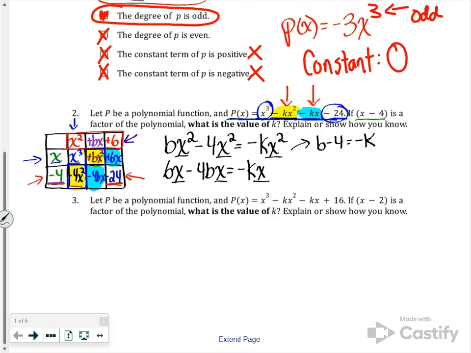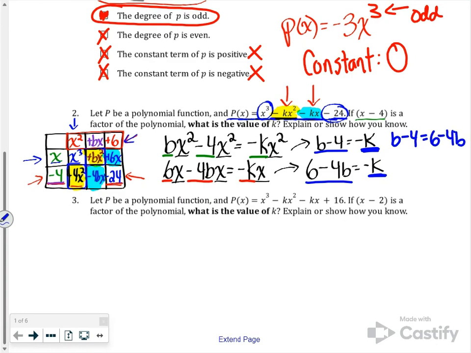And if I know that b minus 4 equals negative k, I can compare that with 6 minus 4b equals negative k. And so I want to make sure that you see I'm taking the 6 minus 4b equals negative k, and I'm also taking b minus 4 equals negative k. And so what's special about this is that if I know negative k and negative k are equal to these two things, I can set b minus 4 equal to 6 minus 4b.